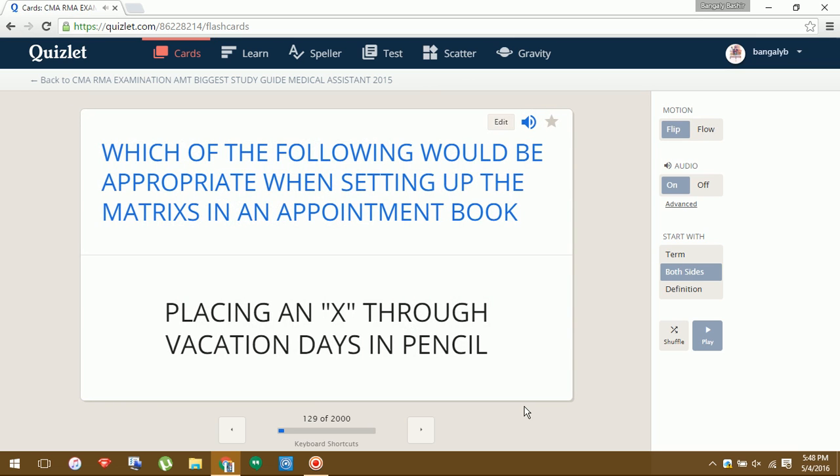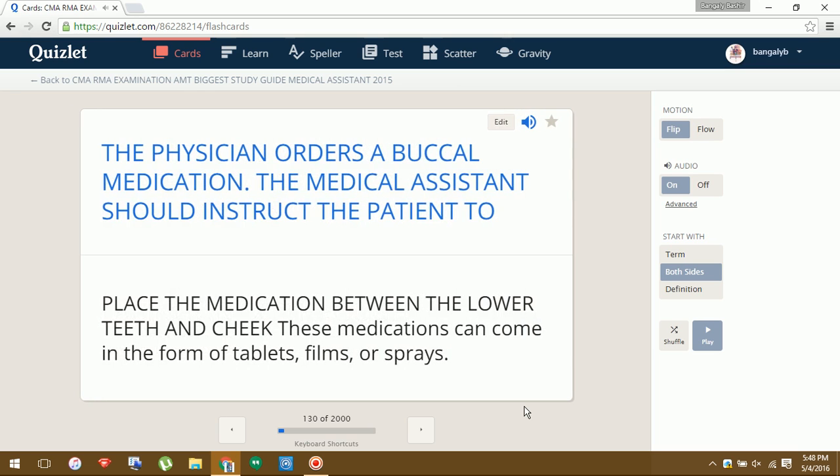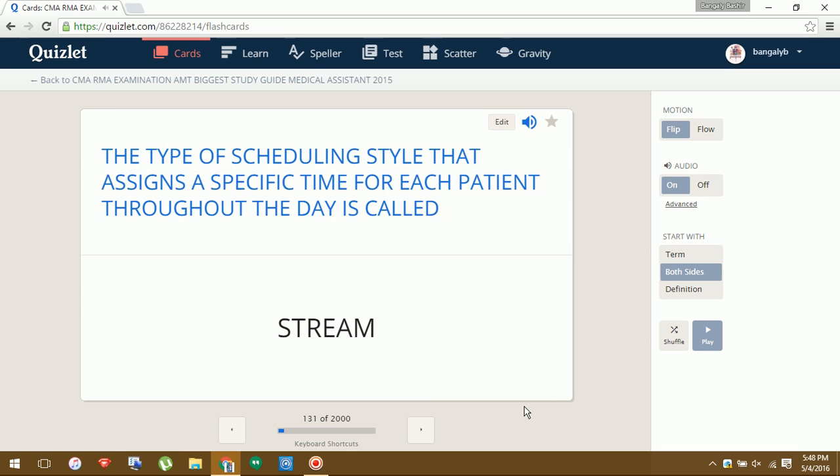Which of the following would be appropriate when setting up the matrix in an appointment book? Placing an X through vacation days in pencil. The physician orders a buccal medication. The medical assistant should instruct the patient to place the medication between the lower teeth and cheek. These medications can come in the form of tablets, films, or sprays. The type of scheduling style that assigns a specific time for each patient throughout the day is called stream.